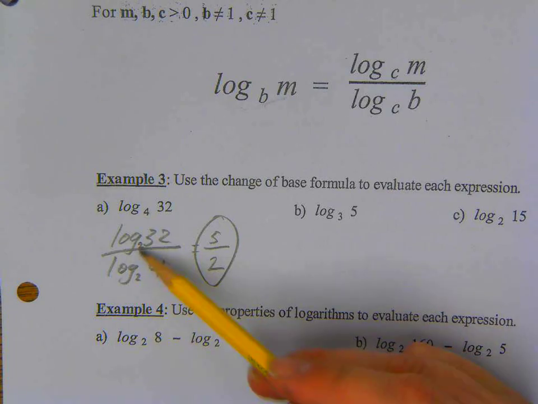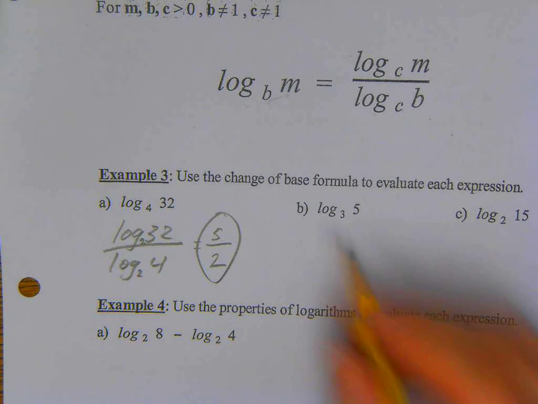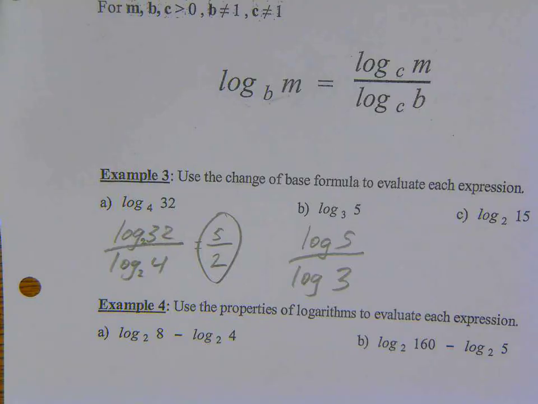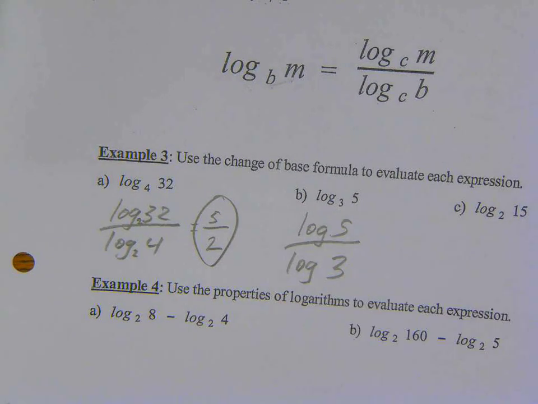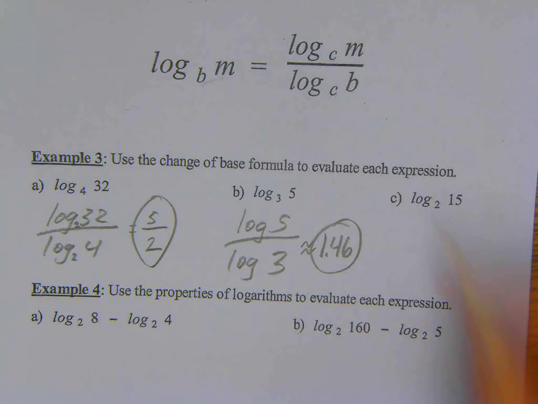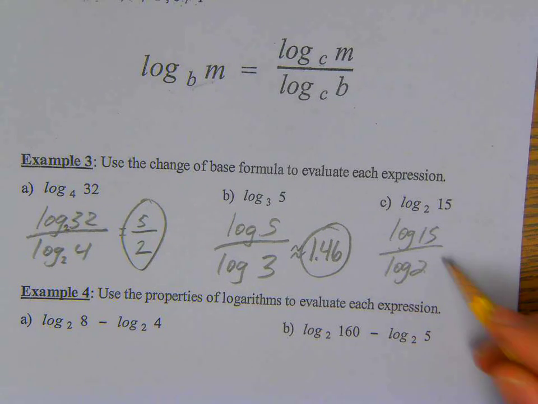Any base works. It's just that we usually use it to type into our calculator that knows base 10. So this one, I wouldn't be able to get without typing it into my calculator: log 5 divided by log 3, because there's no little base I could put here that I know. So what's log 5 divided by log 3? 1.46 approximately. Same thing with this one. I just have to go log 15 divided by log 2.